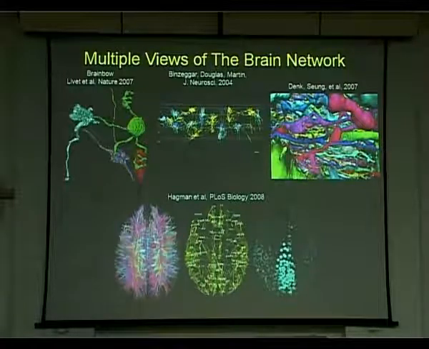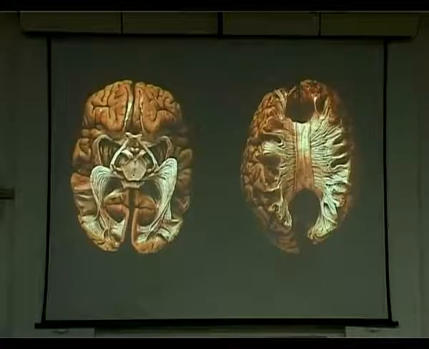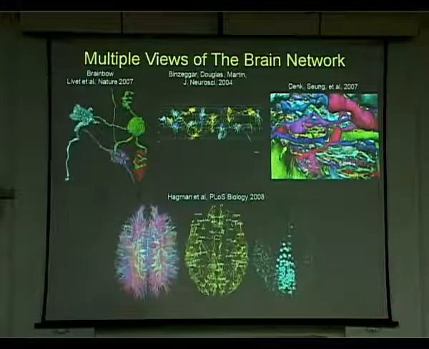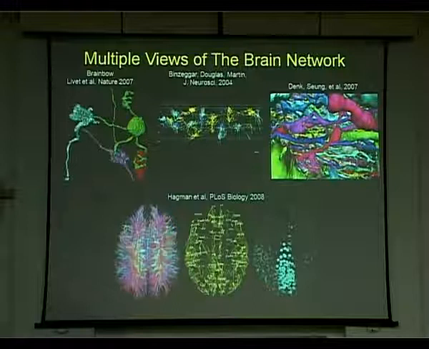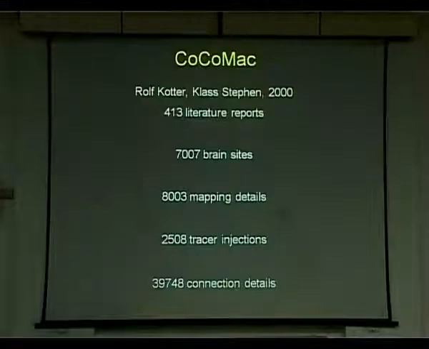So there have been a lot of different views of the brain, but one of the largest connectivity databases which has been available publicly for everybody to use has been CoCoMac, which was based on tracer studies. We'll talk a little bit more about it in a second. CoCoMac was started by Kötter, and the citation is Kötter and Wanke in 2000. It covers 430 different literature reports. In these 413 literature reports, 7,000 odd brain sites have been injected with tracers. I'll talk about the mapping details. There have been 2,500 different tracer injections, I guess. I'm confused about the two numbers, but there have been about 40,000 odd connection details.